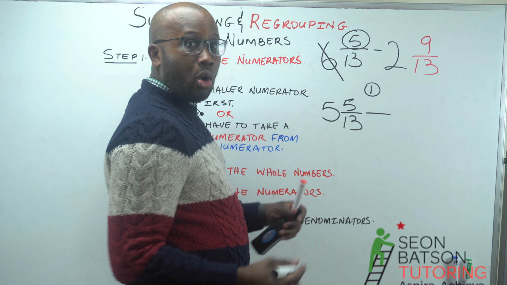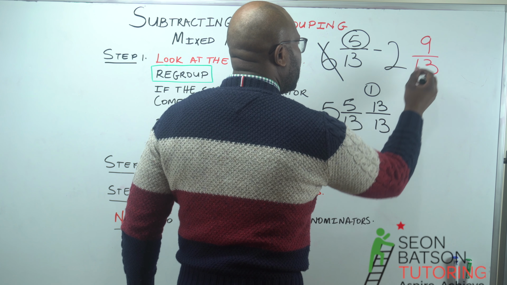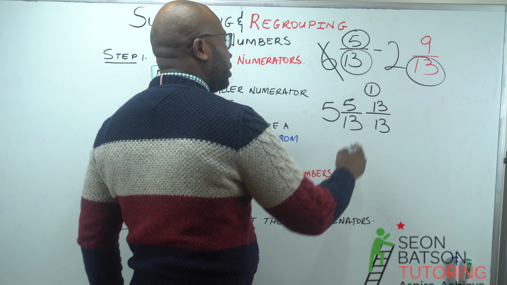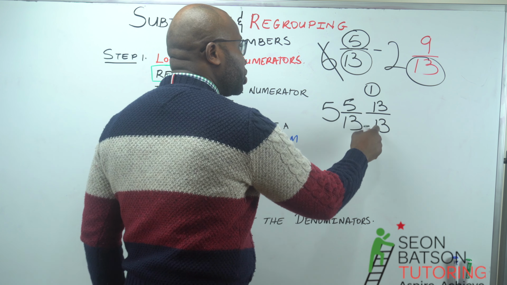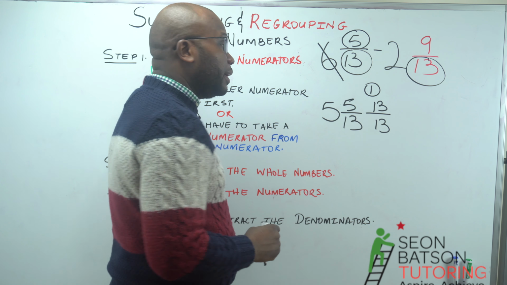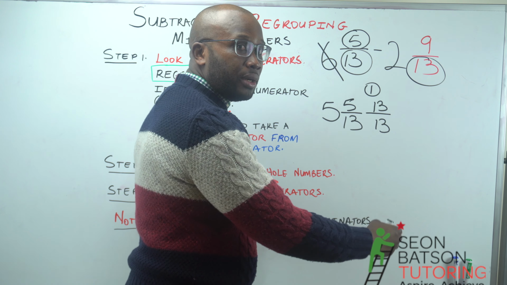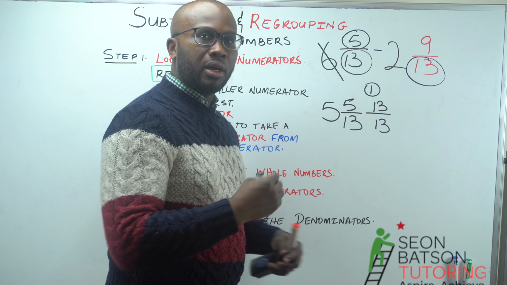Now, this 1, which is a whole, it will become what? We said 13 over 13. We use the denominator to help us determine what the fractional part should look like, or what the whole should look like. And we know that 13 over 13 is a whole because whenever the numerator and the denominator are the same, that fraction is a whole.